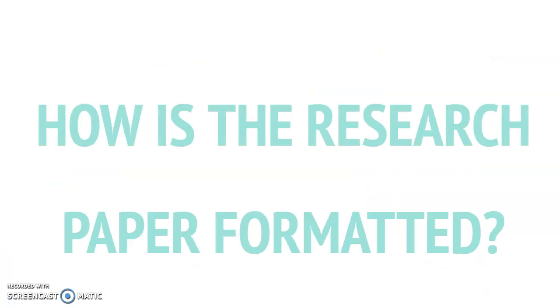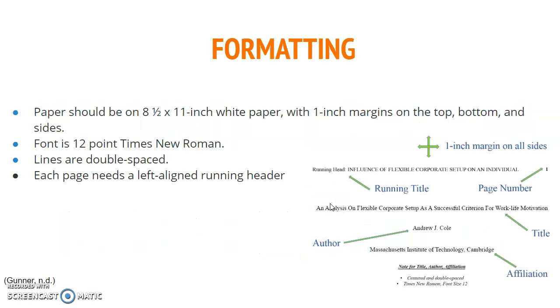How is a research paper formatted? This being, how should all the data mentioned before be presented? Research papers should be on 8.5 by 11 white paper with 1-inch margins on the top, bottom and sides, as per APA standards. In addition to using 12-point Times New Roman, lines should be double spaced, as is demonstrated here, and each page needs a left-aligned running header.